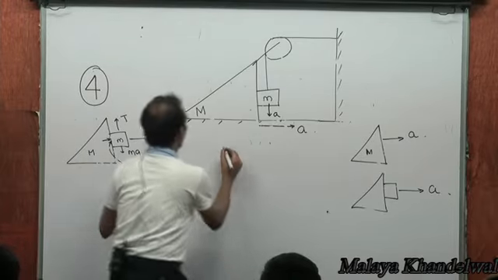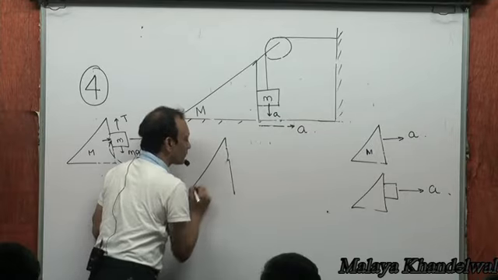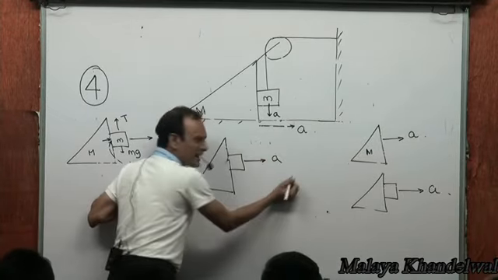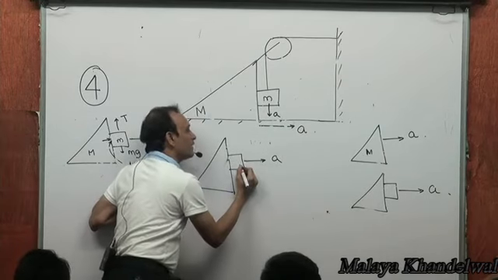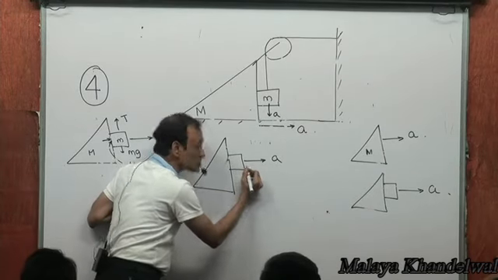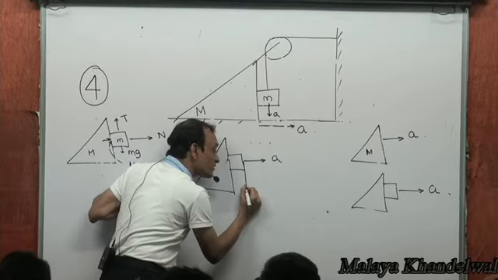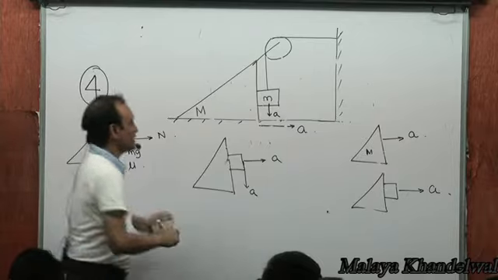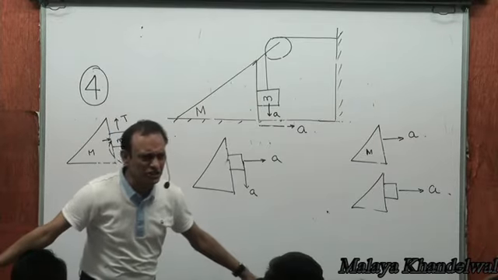So small m now has a rightward acceleration of small a, because of the wedge constraint. It has a downward acceleration of small a, because of the string constraint. That's the net effect. It cannot be anything other than this.